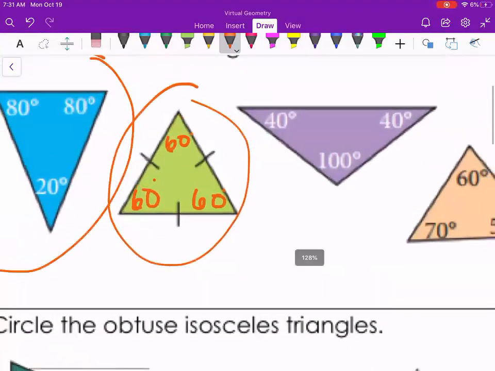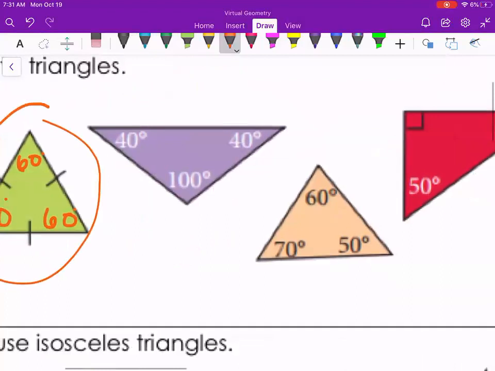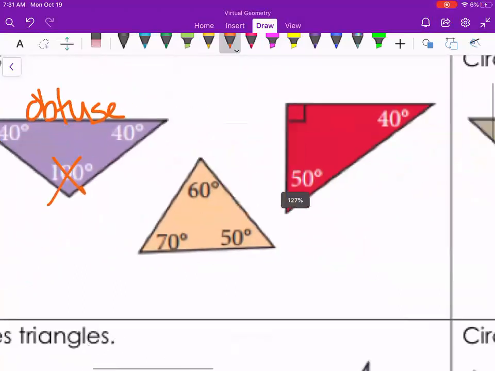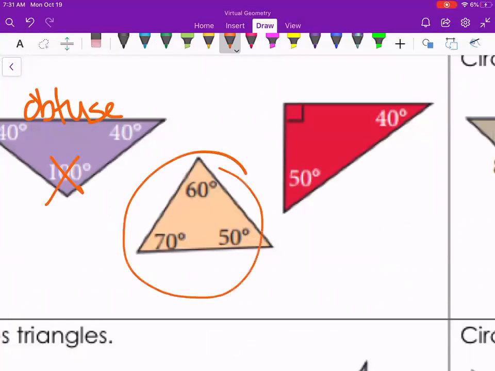All right, let's look at the next one. We have two acutes and 180. That is an obtuse. So I'm not going to circle that one. Next one over, three angles that are all less than 90, that can work. And then our last one that we have here has got a 90, which makes it a right triangle. So I cannot circle it for acute.